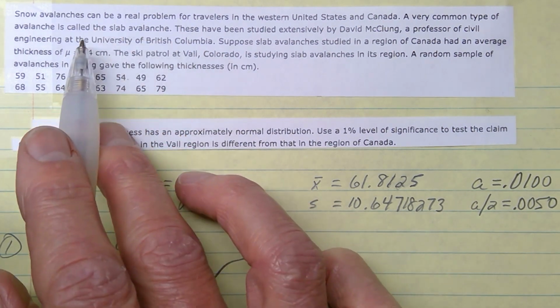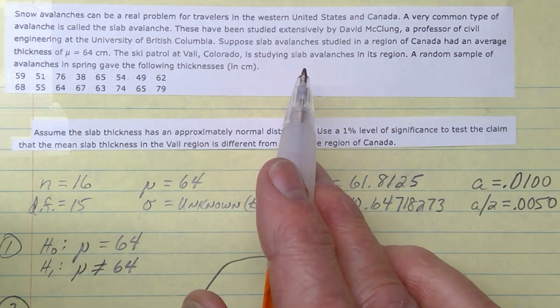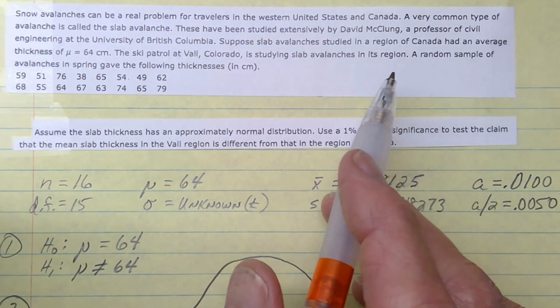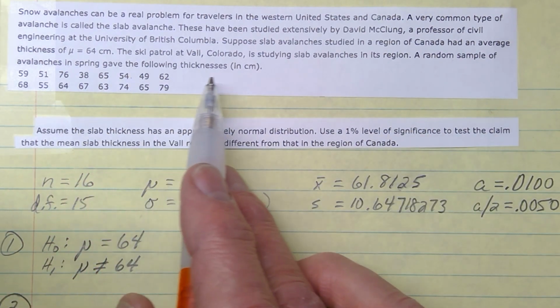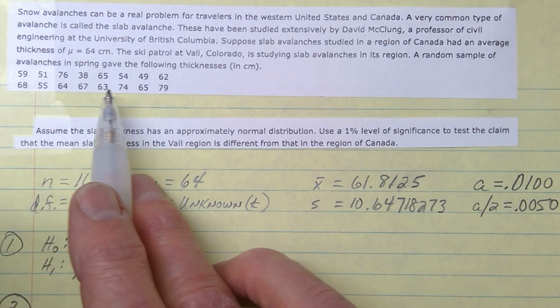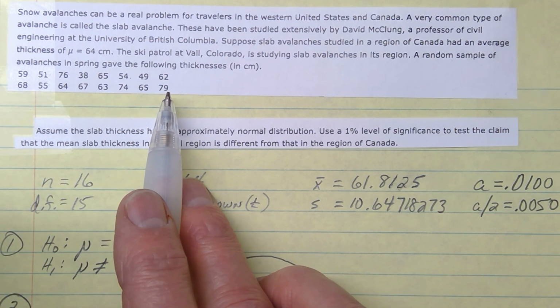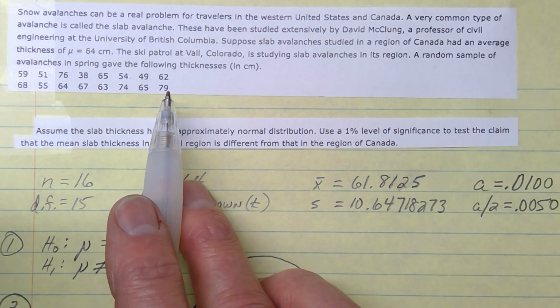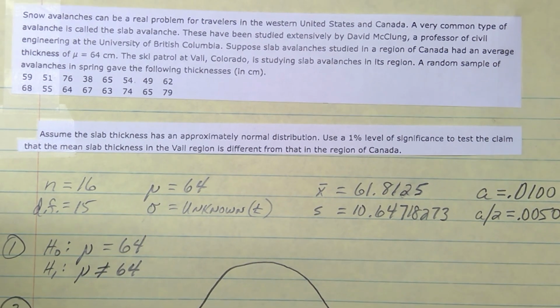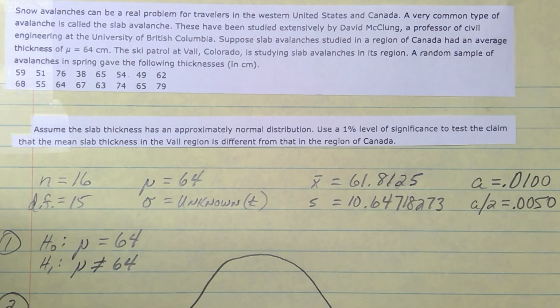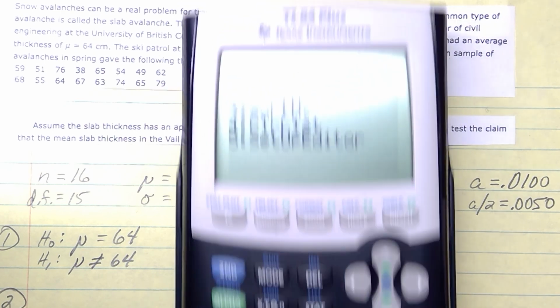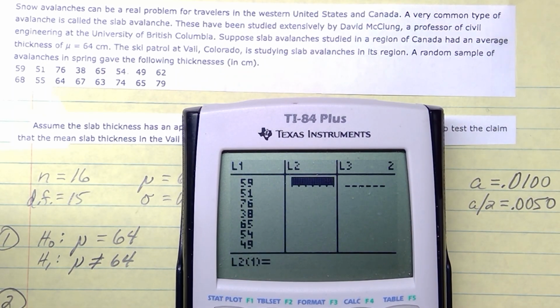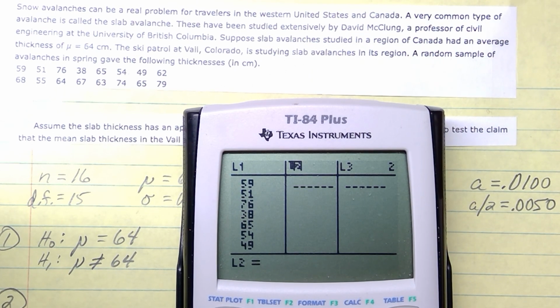So this says they're measuring the thickness of slabs that avalanche, and they're measuring between 2 areas. I'll let you guys read that. But it says a random sample of avalanches in the spring give the following thicknesses. I need to put these into my table, and I need to have my calculator calculate some one variable statistics. That'll give me all the data that I need right here. All right, so we're going to grab our calculator, and to get to the table, we hit Stat, and I choose the first option there, Edit, and I put my data into list 1. Whoops.